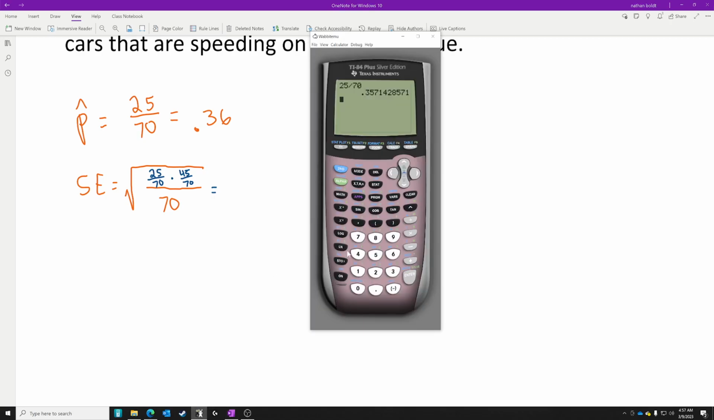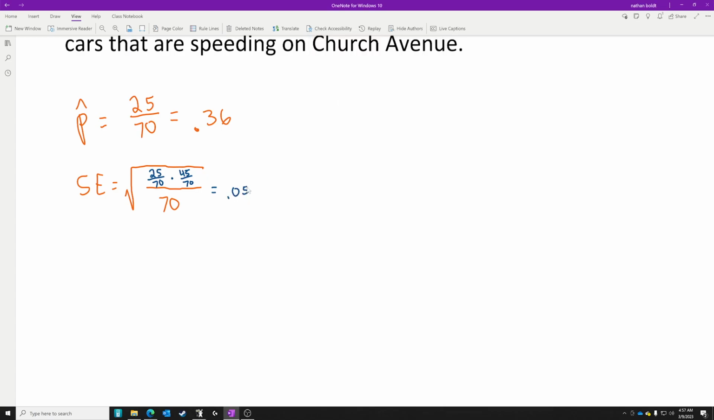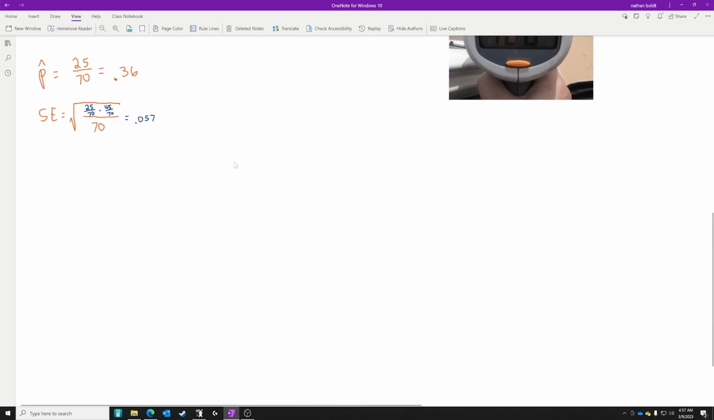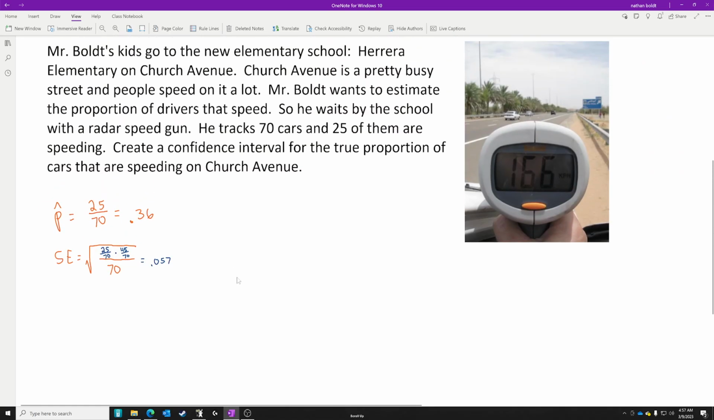So let me do that. So we have the square root of 25 divided by 70 times 45 divided by 70 and then divided by 70 again. So 0.057 is our standard error. All right, so we'll use that now to create our confidence interval.